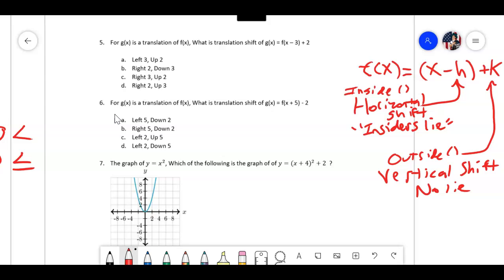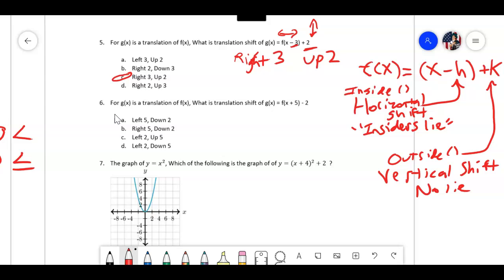Okay. So let's think about that. When I have a minus 3 inside, I know I'm thinking left to right, right? And out here is up and down. So left and right. So minus 3, is that going to go left or right if it's an insider? Well, normally negative means left, but it's a liar. So this means right 3. Okay, and then out here, not a liar, it's up and down, so plus 2 is going to be up 2. Only the insider lies. Okay, so right 3 up 2 is going to be letter C.